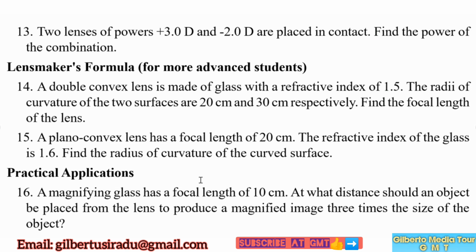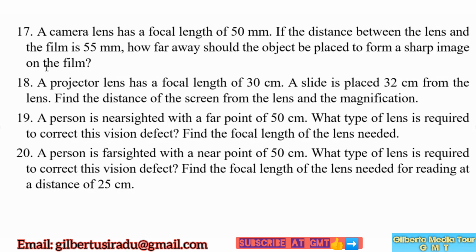Let's look at practical applications. Question 16. A magnifying glass has a focal length of 10 cm. At what distance should an object be placed from the lens to produce a magnified image 3 times the size of the object?